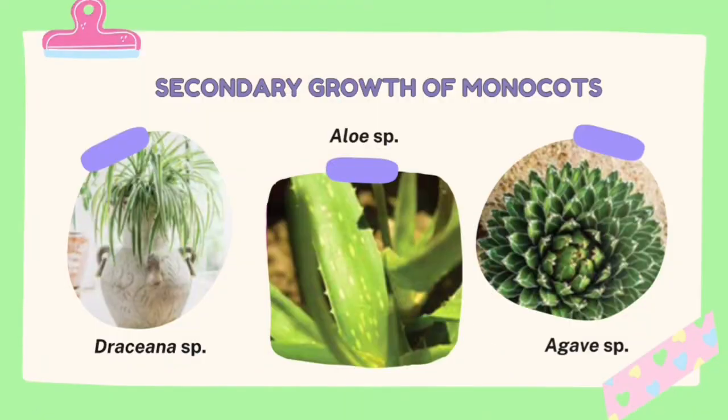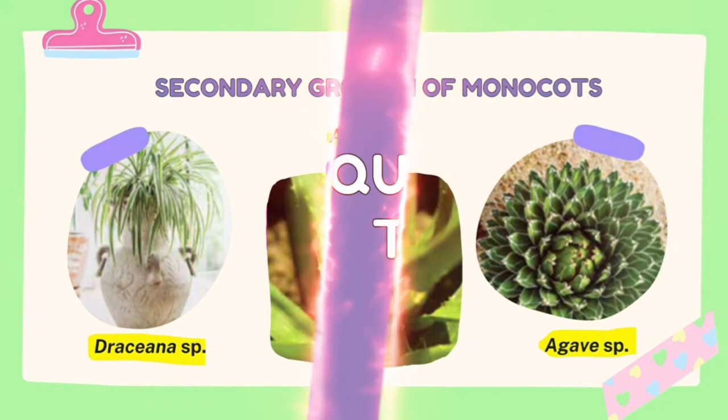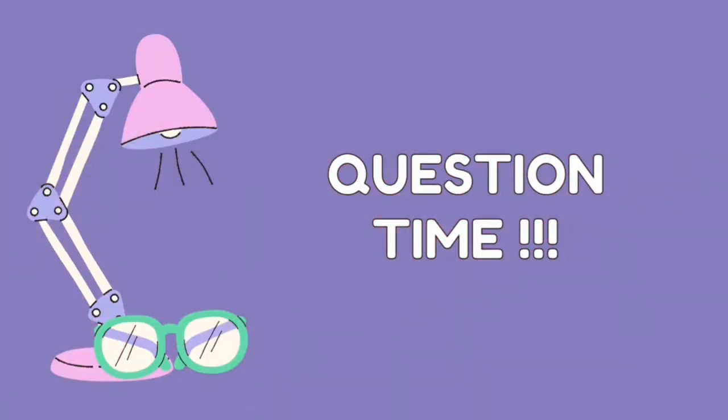Last but not least, we have the secondary growth of monocots. Not all monocots undergo secondary growth, but some do. For example, the Dracaena species, the aloe species, and the agave species. We have finally reached the end of our lesson. But before we end, let's answer a few questions.